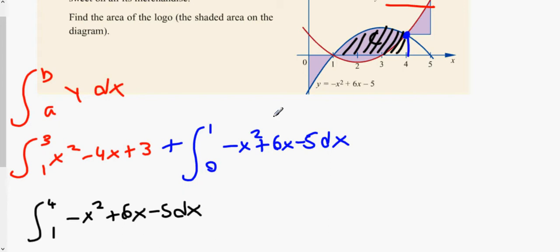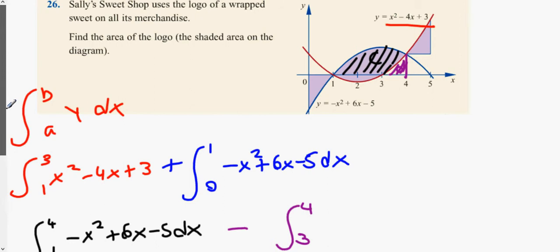dx. Now the problem here is I've added in an extra amount and I need to take it away. So this little area here, which I'll colour in purple, we'll call area D. So we've got to take away area D. Okay, and area D is going to be the integral from 3 to 4, and remember it's the u-shaped graph this time, so it's going to be x squared minus 4x plus 3 dx. Okay, that's the next one.